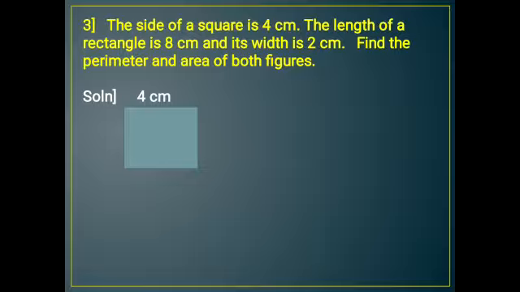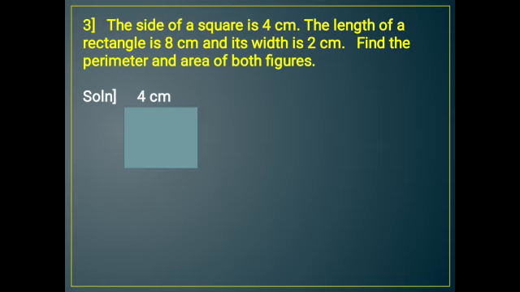Now we will move on to our third question, that is, the side of a square is 4 centimeter, the length of a rectangle is 8 centimeter and its width is 2 centimeter. Find the perimeter and area of both figures. The question has everything we have learned in this chapter, perimeter and area. Two figures are there, a square as well as a rectangle. We have to find the square's perimeter and area as well as the rectangle's perimeter and area.